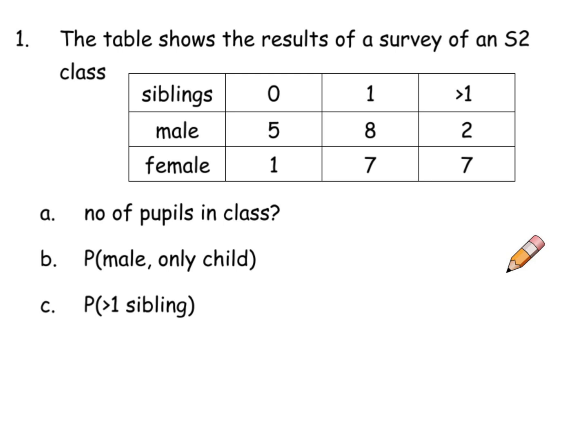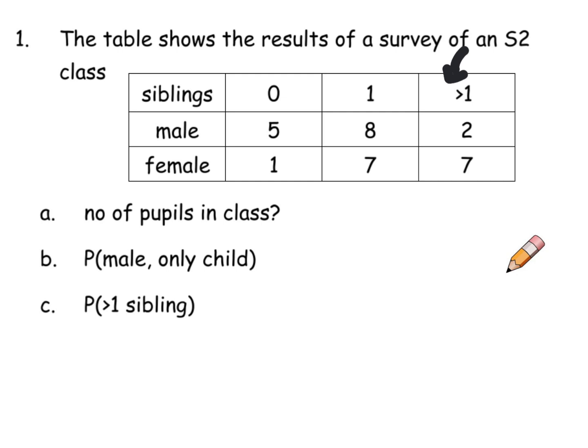What we've got here is a little table that shows the results of a survey of an S2 class. We were asking how many siblings they had, so that's how many brothers or sisters. It's been divided up into male and female, and no siblings, one sibling, and then this little symbol here that means more than one sibling. So greater than one is what that says. So let's have a little look.